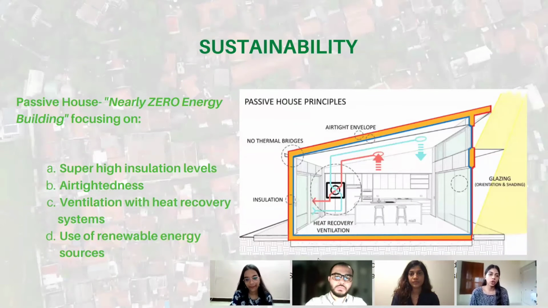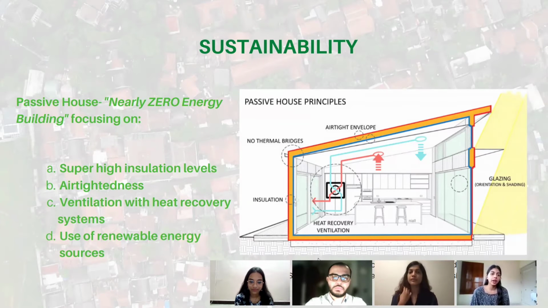So one way to incorporate affordability, comfort, and sustainability into our plan is by the use of a passive house. A passive house is a nearly zero energy building. It relies on modification of passive structures such as roofs, walls, floors, windows, and doors. Some of the principles of a passive house are super high insulation levels. This seals the heat in during winters and keeps the heat out during summers. Another equally important principle is airtightness.